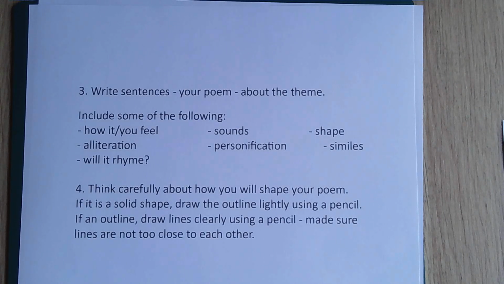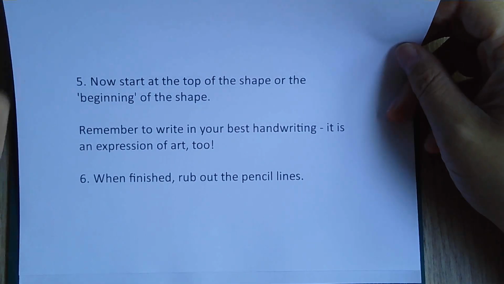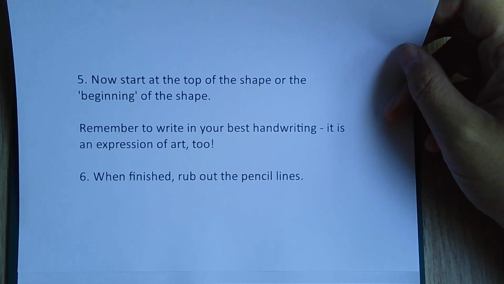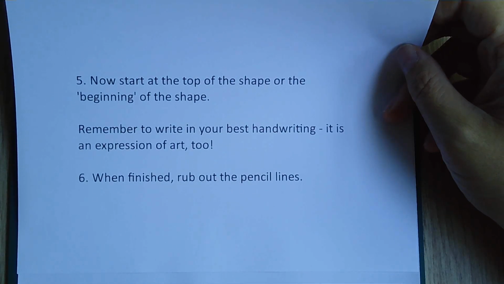Now, think carefully about how you're going to shape your poem. Like I said, whether it's a solid shape that you're going to fill or whether it's an outline. If it's an outline, draw your outline in pencil, okay, and make sure that the lines aren't too close together because you're going to have to write your words on them, okay. Now, when you're writing your poem, either start at the top of the shape or at the beginning of the poem. So remember to use your best handwriting because that is also an expression of art too. And then when you've finished writing in pen, you can rub out the pencil lines.